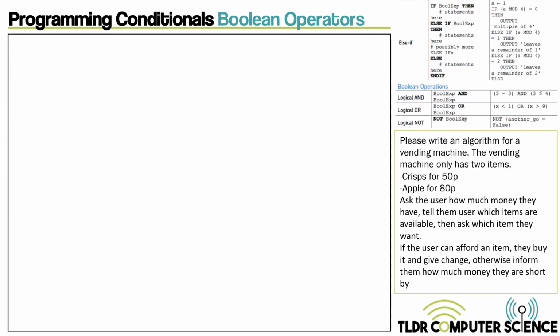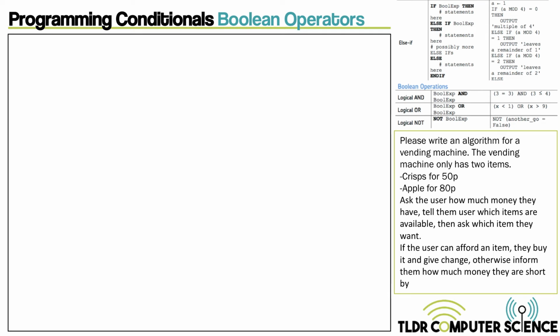Okay, so now we're going to crank it up a notch. We're going to use Boolean operators. And actually, this problem is going to be a lot more sophisticated than some of our previous ones. So let's have a quick read of our problem. Please write an algorithm for a vending machine. Now this is kind of a basic vending machine. It has 2 items. It has a packet of crisps for 50p and an apple for 80p.